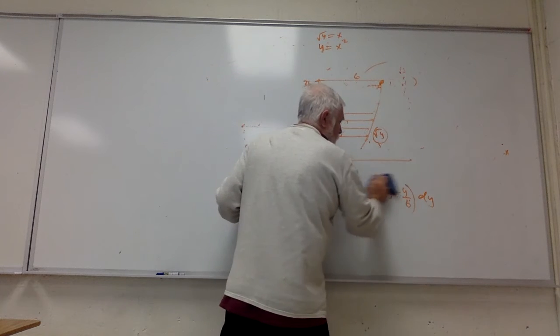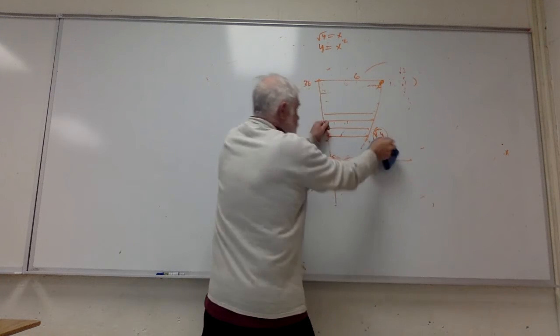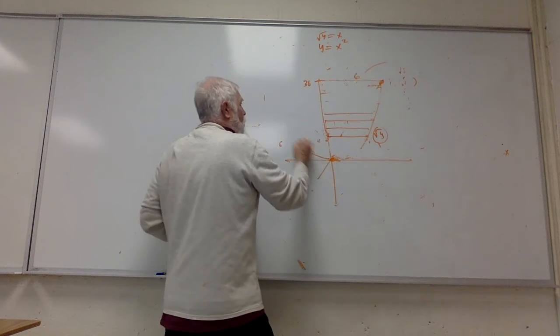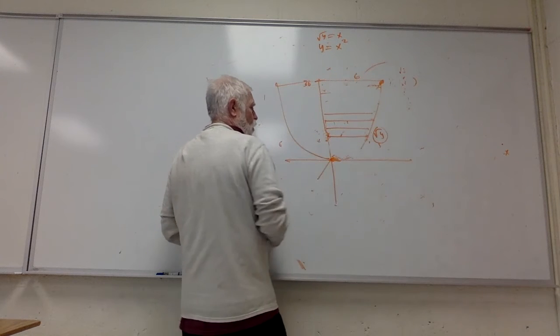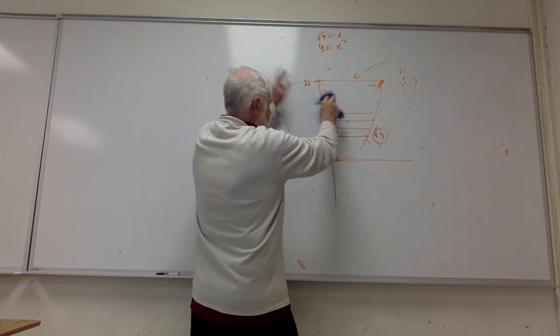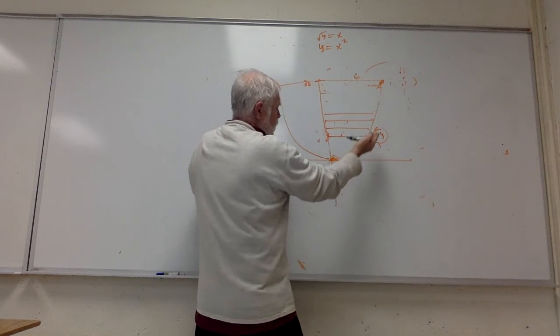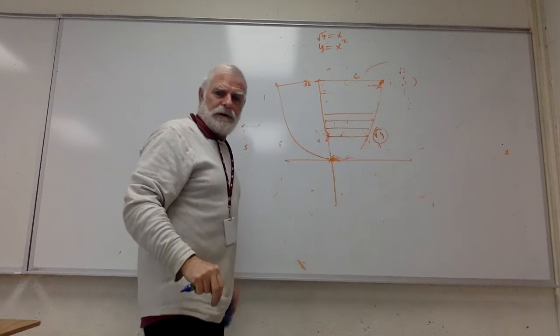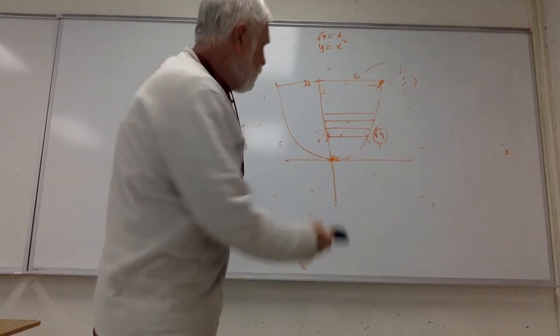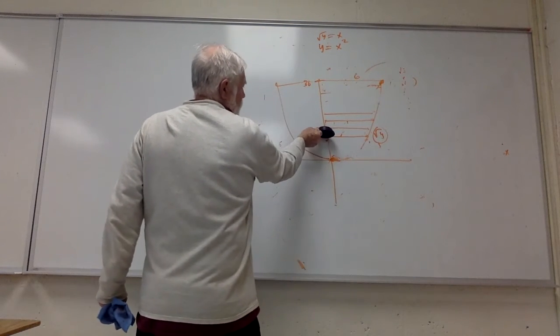Okay. And I want to rotate. That looks like a bowl. I don't see any holes in it. So I guess that's one of those pi r squared jobbies. Yep. Except that we're rotating this way.